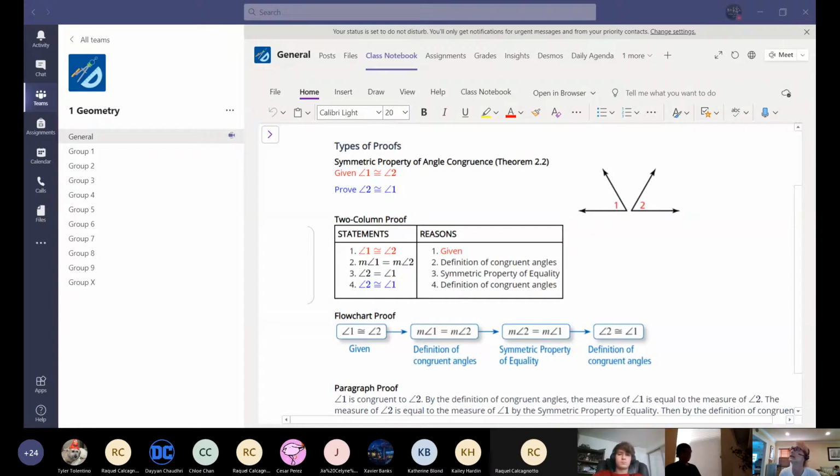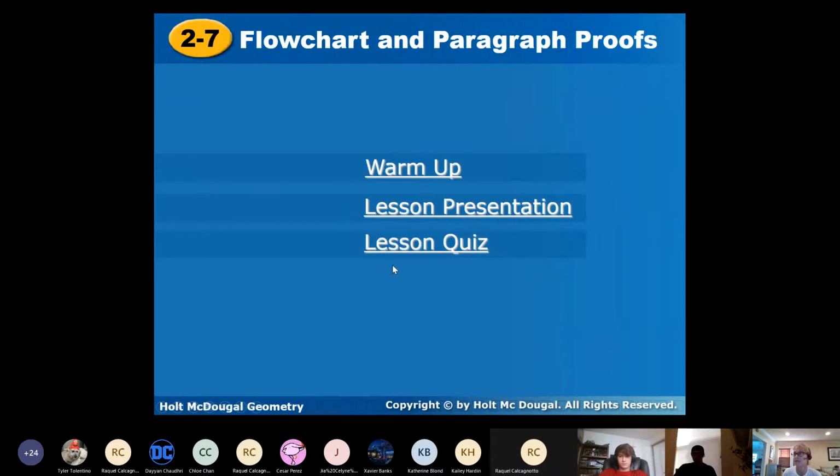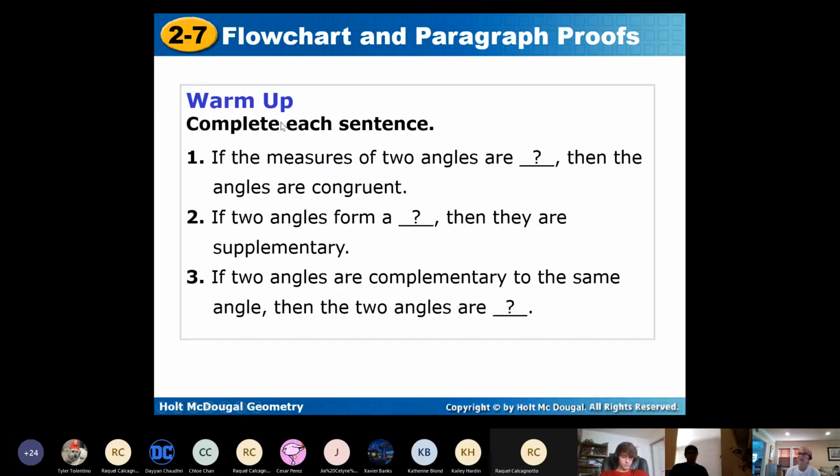So let me share my screen for the other information that I want to give you. And please take your own notes. Some slides I'll be going through quickly, and some I'll take a little more time on if I want you to write them. So this is just on flowchart and paragraph proofs. That's why we're not doing formal notes on them, because I'm not testing you on them. This is in lieu of an official paragraph and stuff like that. So this is just a warm-up.